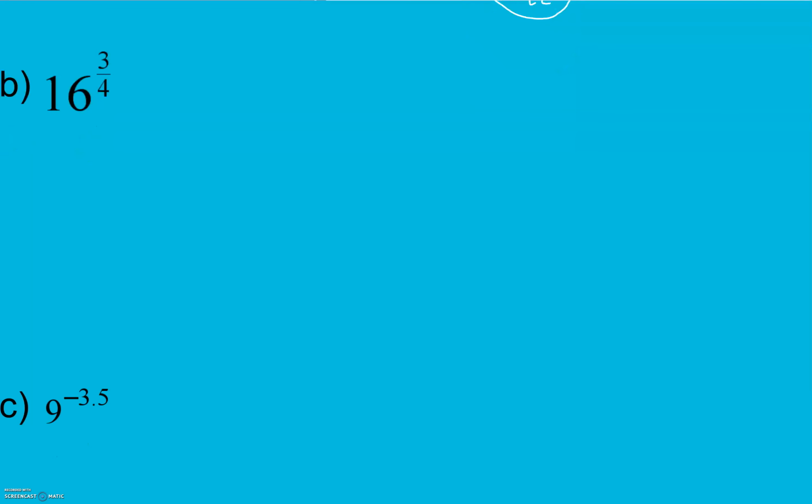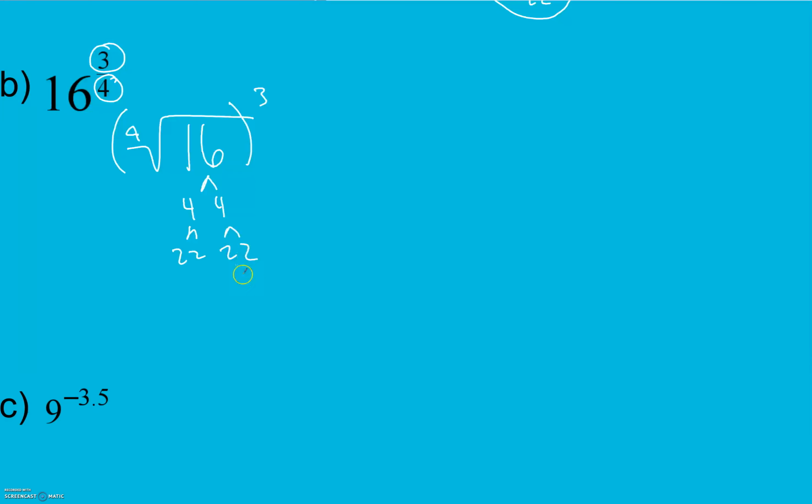16 to the 3/4 power, I'm going to take 16. My denominator becomes my index. My numerator becomes my exponent. The 4th root of 16, so we're looking for groups of 4. I have a group of 4 2's, so the 4th root of 16 is just 2. Now, don't forget to cube that, and we get 8.